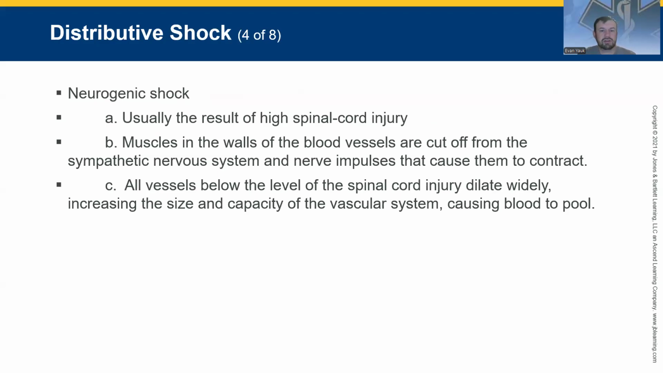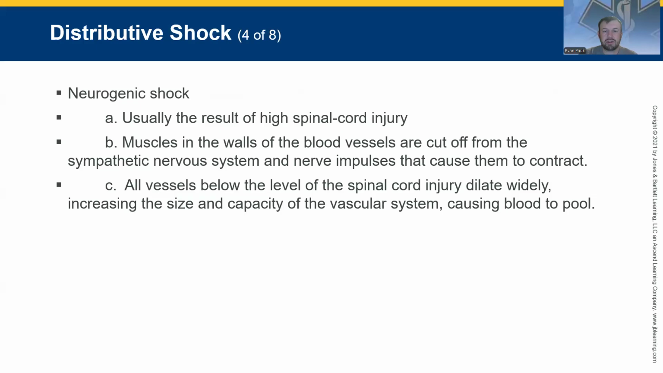Neurological shock, usually the result of high spinal cord injuries. Muscles in the walls of the body's vessels, sorry, are cut off from the sympathetic nervous system and nerve impulses that cause them to contract. All vessels below the level of the spinal cord injury dilate widely, increasing the size and capacity of the vascular system, causing blood to pool.